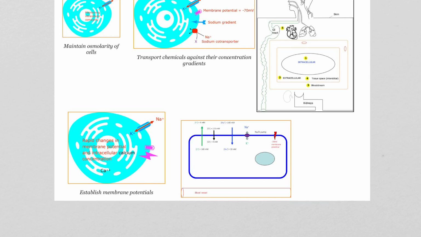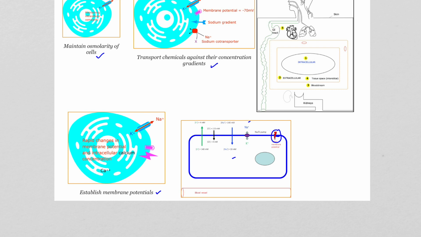So maintaining osmolarity inside the cell is one important use of these pumps. Transporting chemicals against their concentration gradients, another use. And then we have another example here, related to the membrane potential. Because of the differences in concentrations of sodium, potassium, chloride and other ions, a membrane potential develops across cells. And this membrane potential has a lot of useful applications.